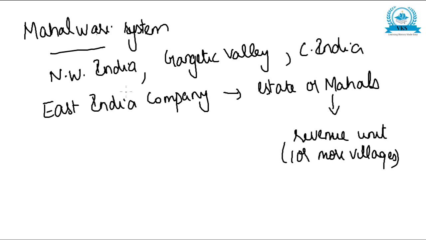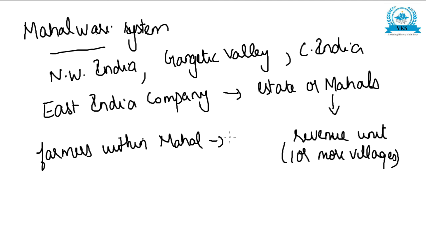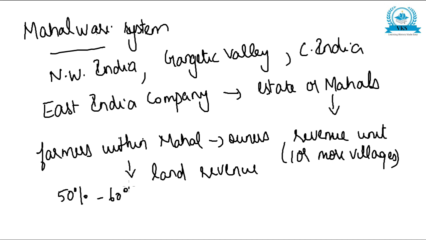So the East India Company made a direct agreement with the estates or mahals, and the farmers within the mahal were collectively considered to be the owners of the land. They were responsible for the payment of land revenue. All these people together were responsible for the payment of land revenue, and the revenue was fixed at 50 to 60%, and it was periodically revised.